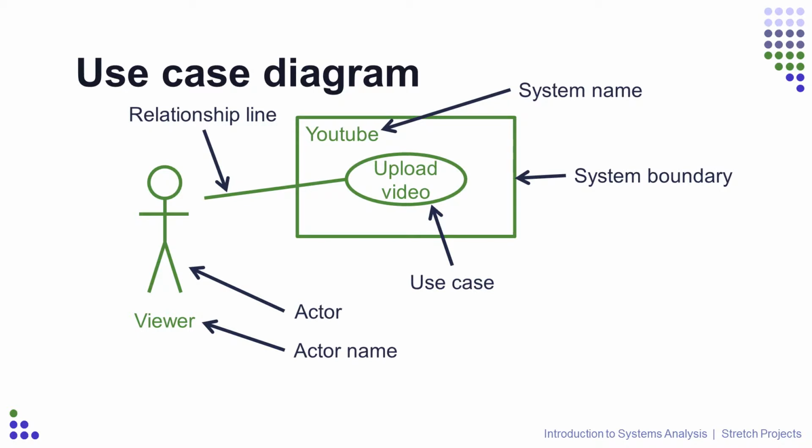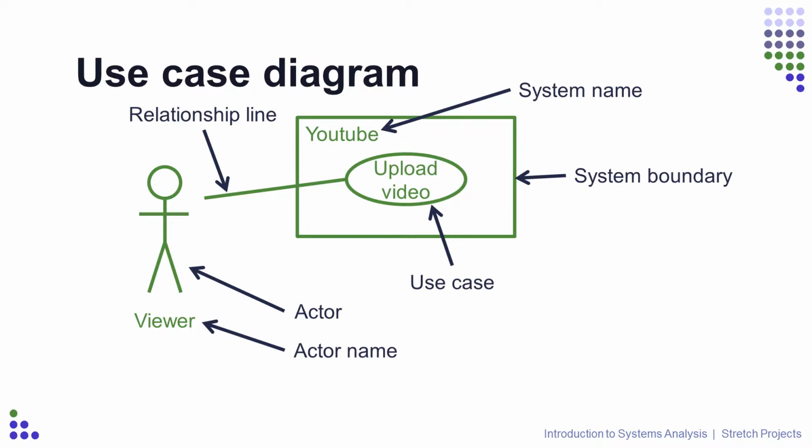The actor is represented by a stick figure, and it must be accompanied by the name of the actor. By the name of the actor, I mean the name of their role and not their individual name. So for example, things like customer, clerk would be good examples, while John Doe, Joe Bloggs, etc. are not good names for actors. Use cases are represented by ellipses, with the action that the actor will perform written inside of them.